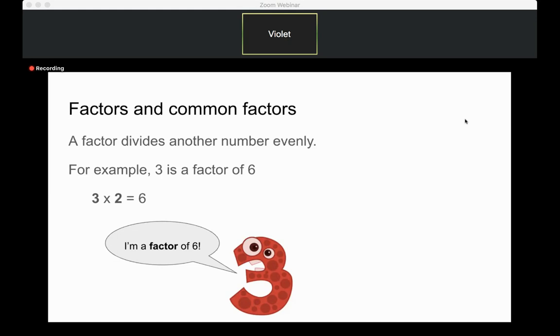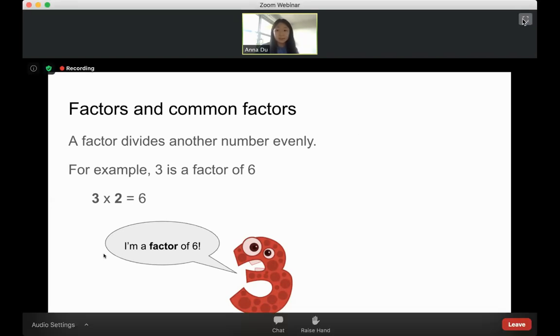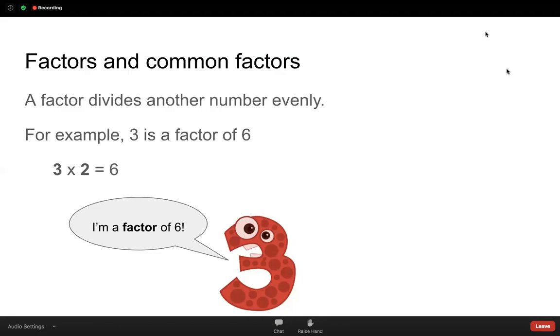So 3 times 2 also. Okay, that's right. 2 times 4 equals 8. Good. So now we're just actually looking at 3 times 2 equals 6. So if 3 is a factor of 6, what else in this equation is the factor of 6? Violet, do you have an answer, or should I? Okay, does anyone want to answer? I'm going to call on Sarah.